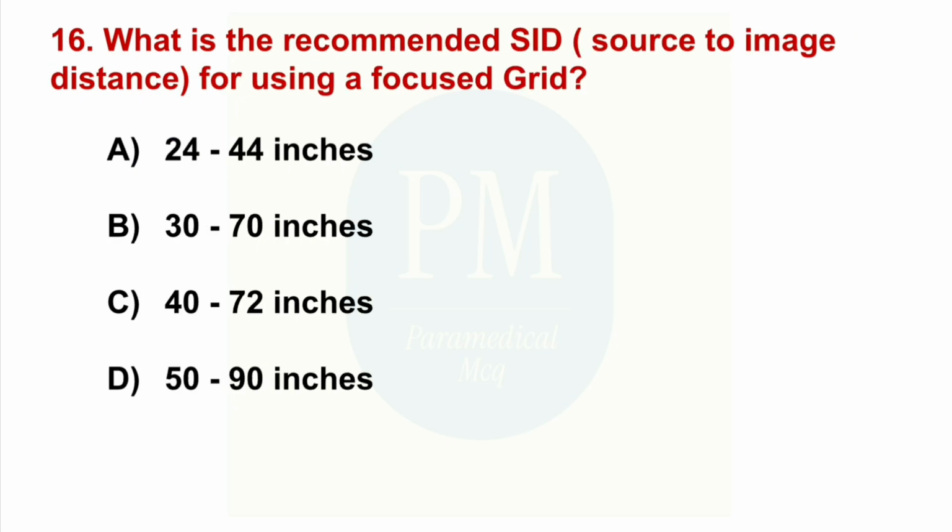What is the recommended SID, source to image distance, for using a focus grid? Option A, 24 to 44 inches. Option B, 30 to 70 inches. Option C, 40 to 72 inches. Option D, 50 to 90 inches. The correct option is option C, 40 to 72 inches.